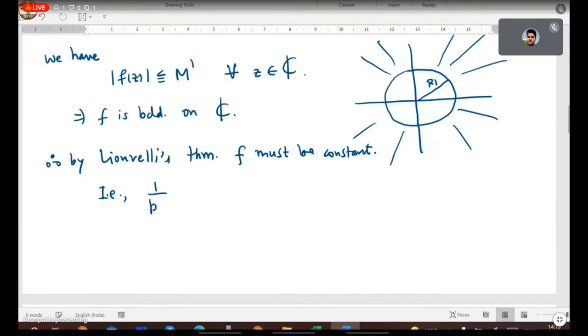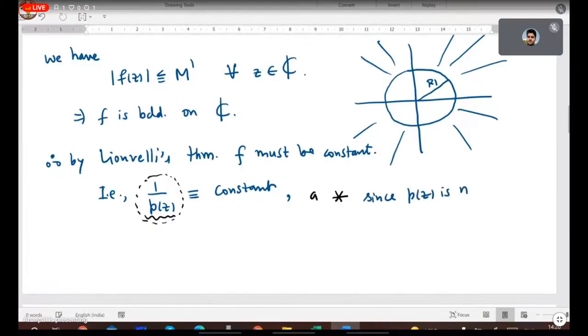What was f(z)? f(z) was 1 upon p(z). 1 upon p(z) must be constant, right? And this is a contradiction, class, because this is possible only when p(z) is constant. But you know that p(z) is not constant. So certainly this overall thing can't be constant. Which is a contradiction since p(z) is non-constant.